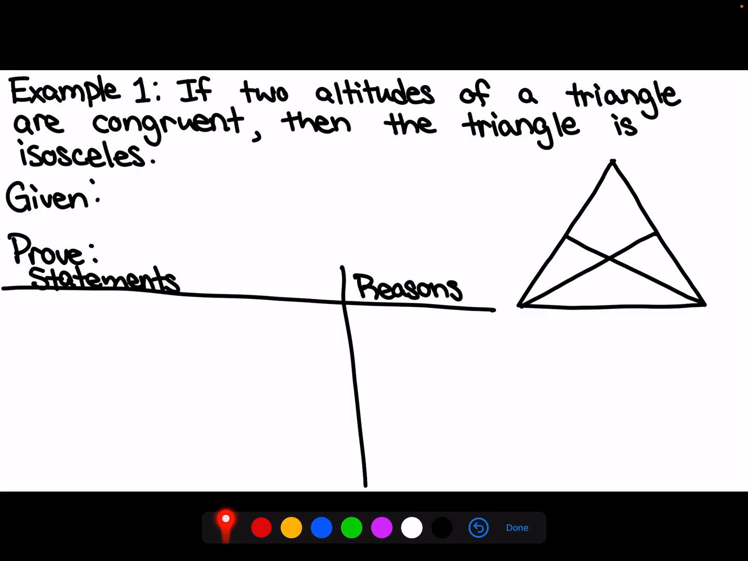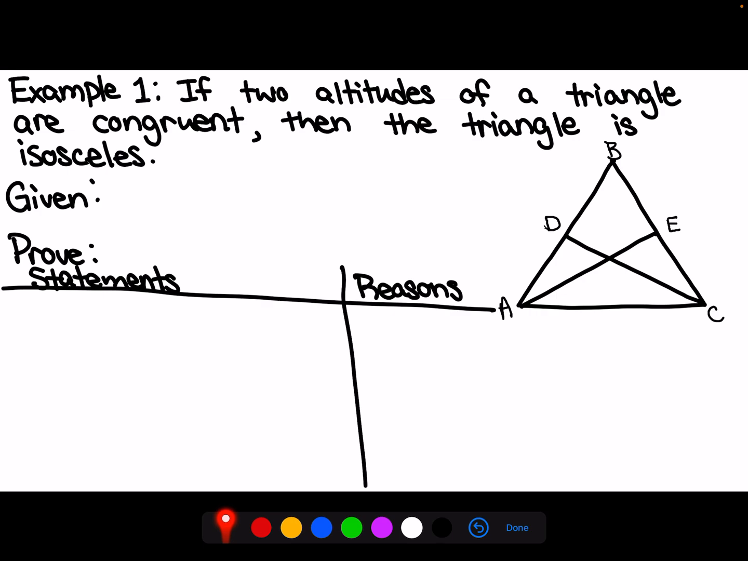Now, we're going to go ahead and label up this triangle. So we're going to call it triangle ABC. And then we're going to have our intersections of the altitudes at point D and point E. Now, from here, they tell us the two altitudes of a triangle are congruent. So that's going to be part of our given. We're going to have that AE is congruent to CD. The other thing that we're given is that AE and CD are altitudes, because that's what they tell us. They're two altitudes. So that's what's given to us.